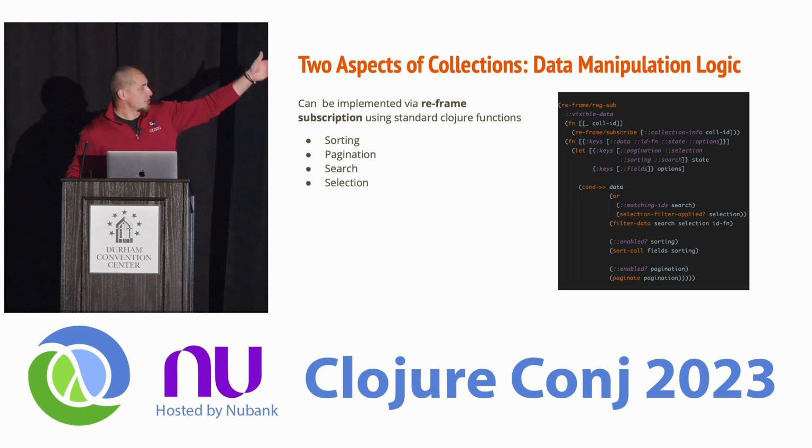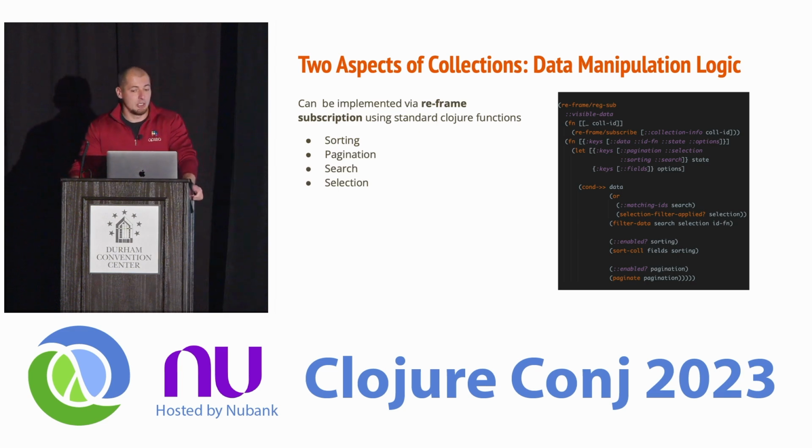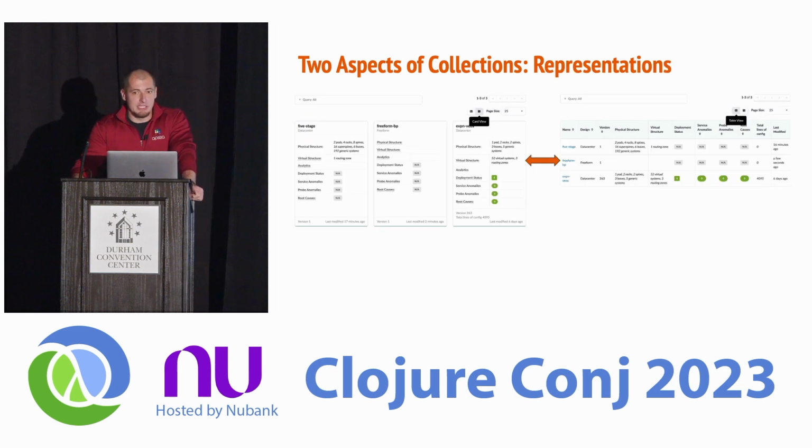You can just do it in a subscription, which means that if we have a subscription that knows how to perform standard manipulations and encapsulates this logic, we're pretty much done with this aspect of collections. The second aspect is that you can have multiple representations of the same collection. You can have data tables, card views, list views, but independent of what kind of representation you have, you still want to be able to sort, paginate, and search.